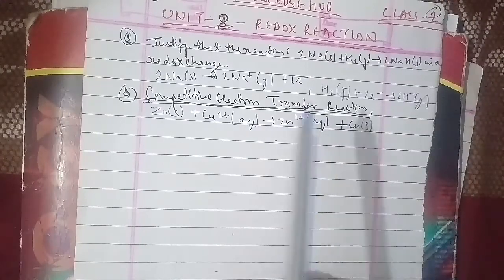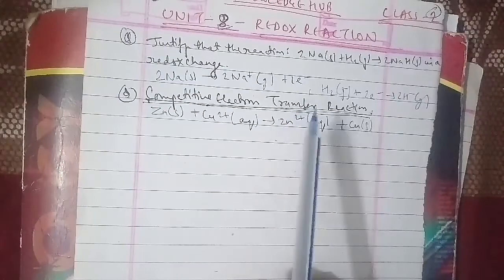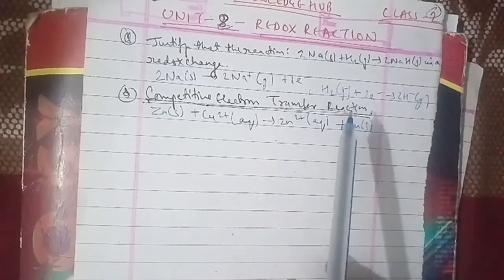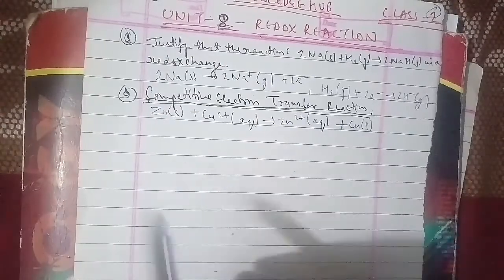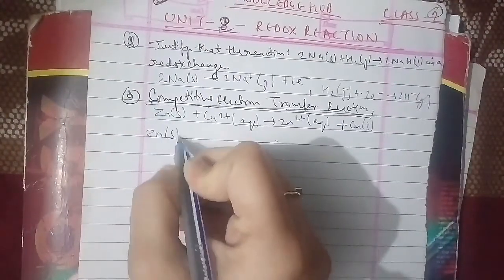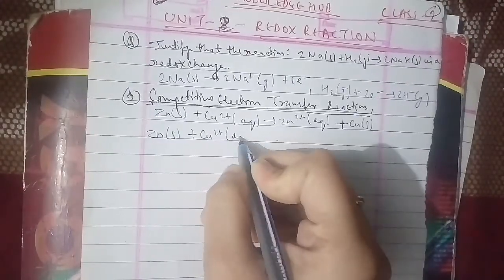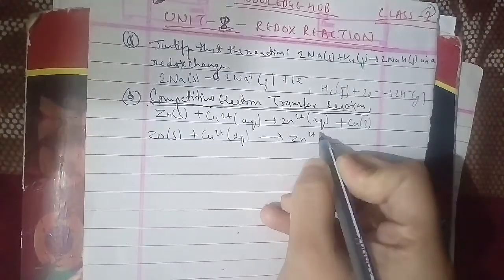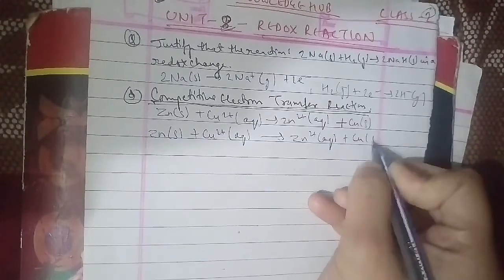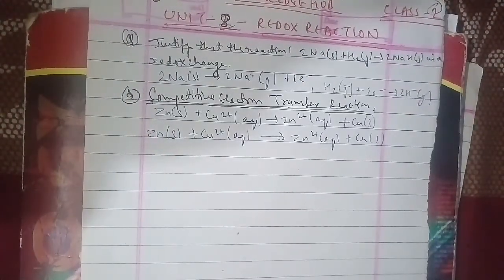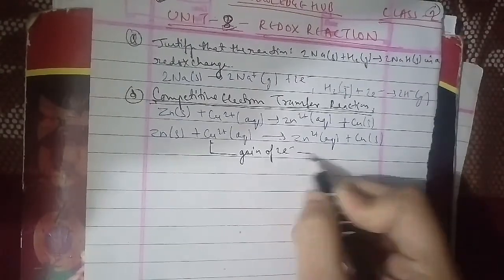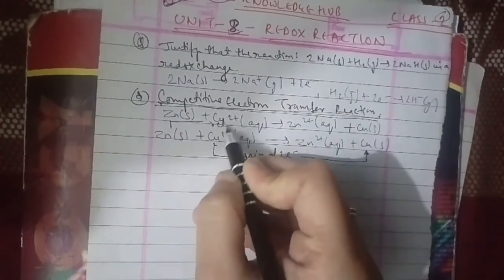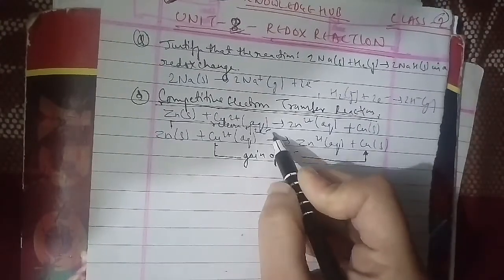The reaction can be written as Zn plus Cu2 plus (aq) gives Zn2 plus (aq) plus Cu(s), with gain of 2 electrons and release of 2 electrons. So the redox reaction between zinc and aqueous solution of copper nitrate occurring in a beaker, I will draw here and explain to you.